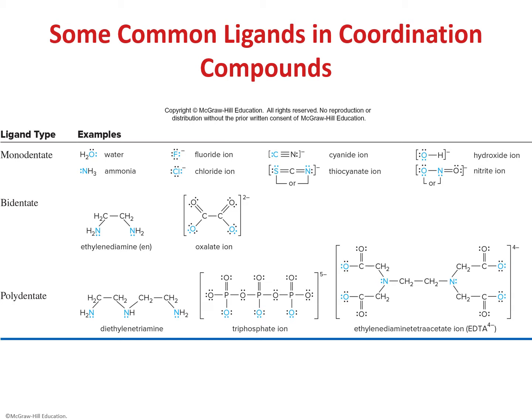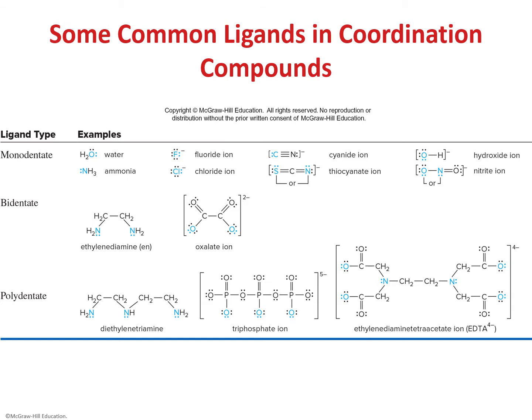The next example is hydroxide ion. Hydroxide would be OH minus, cyanide would be CN minus. Then there is ammonia, which is NH3, chloride, which is Cl minus, and thiocyanate, which is SCN minus. Here, thiocyanate can form a bond with either the S or the N, so it has two atoms that can donate electrons. Either way, it can only form one bond with the metal because it's a monodentate ligand.